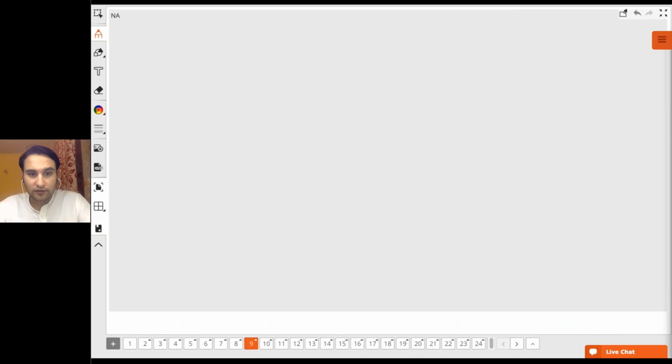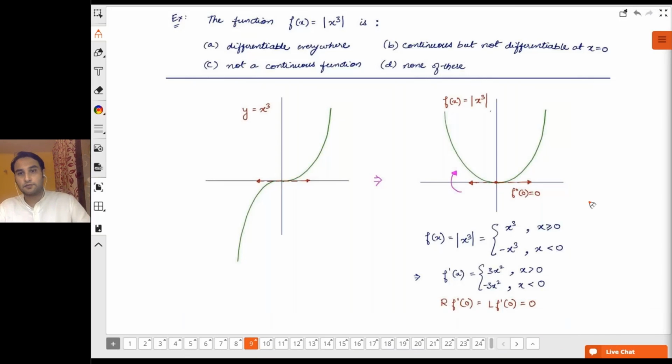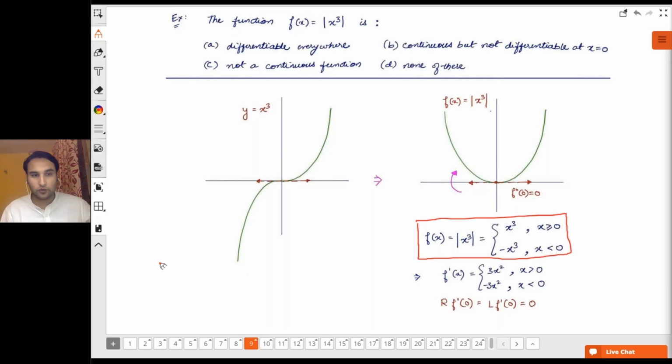Okay. If you want to do it algebraically, this is the algebraic way of doing it. What did I do? You know now, mod of x is x for x greater than or equal to 0, and minus x for x less than 0. All of you know this. Mod opens with a negative sign when whatever is written inside the mod is negative.